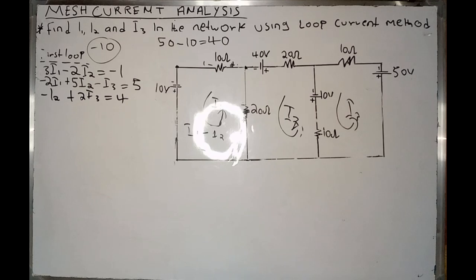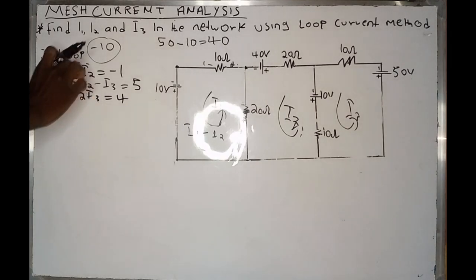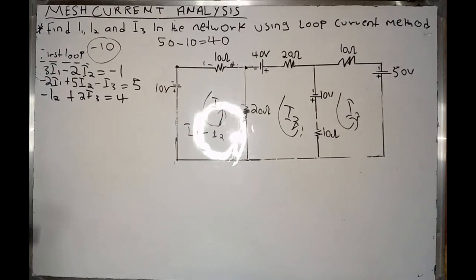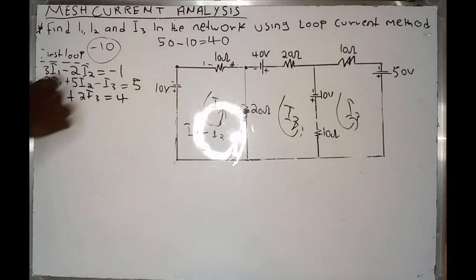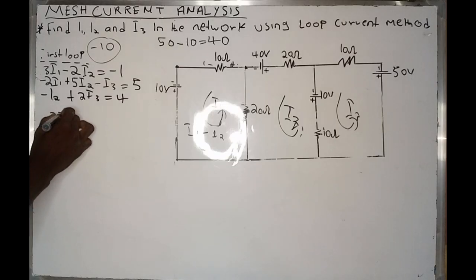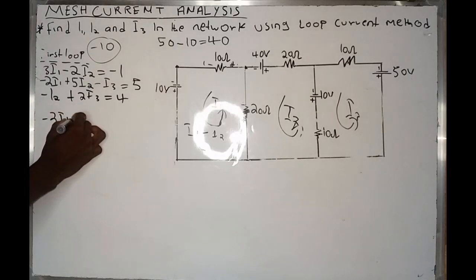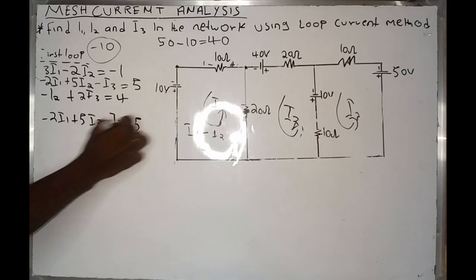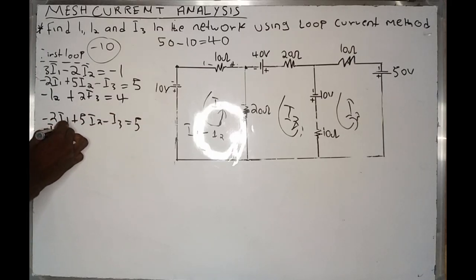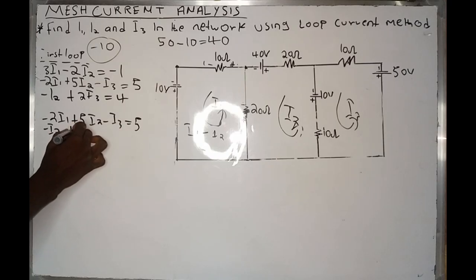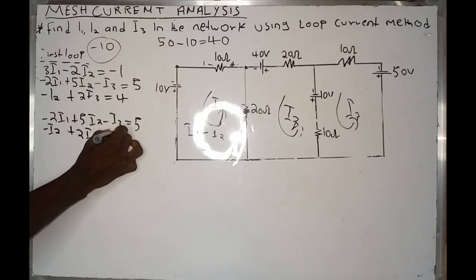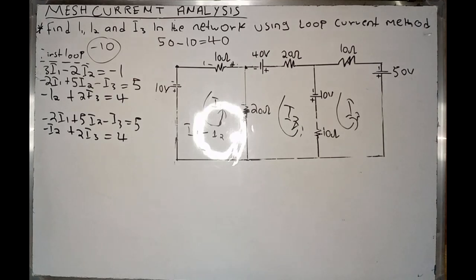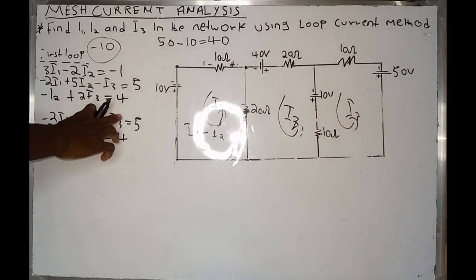So I have to use the second equation and the third equation in order to substitute them, and from one equation I may only have I1 and I2. Therefore I have to eliminate I3. So I have 2I1 plus 5I2 minus I3, which is equal to 5, and minus I2 plus 2I3, which is equal to 4. So I'm going to eliminate the I3.